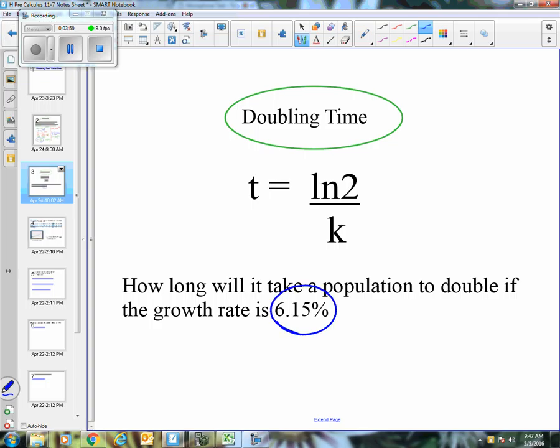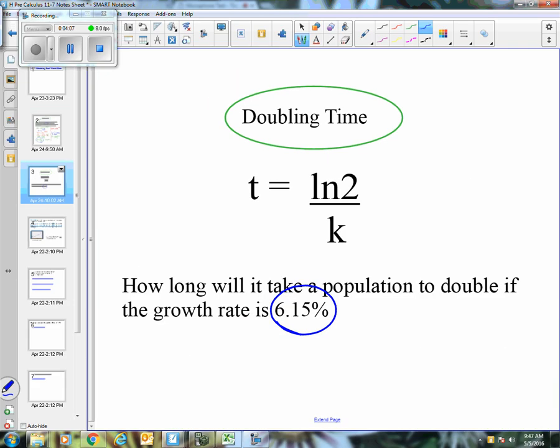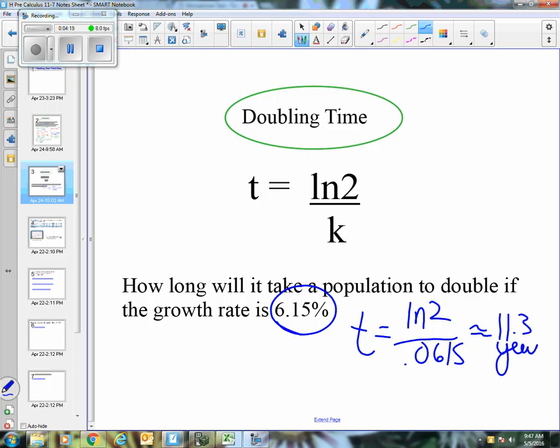So let's take a look for a population to double if that's my rate. Would it be longer or shorter than the one we just did? Remember, the one we just did had a rate of 9.5%. Well, 9.5% is going to double faster than 6.15%, right? It's a bigger interest rate. So this one should take longer. So natural log of 2 divided by 0.0615, and I was coming up with about 11.3 years. So definitely should take longer. But the time to double, this concept of doubling, is always calculated the same way. Natural log of 2 divided by the constant.